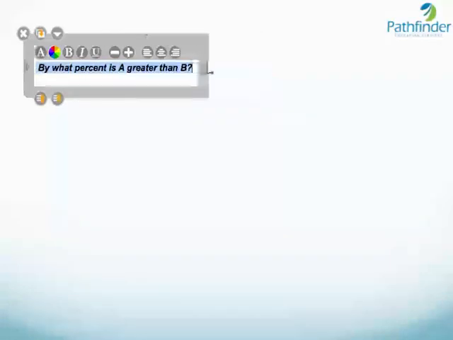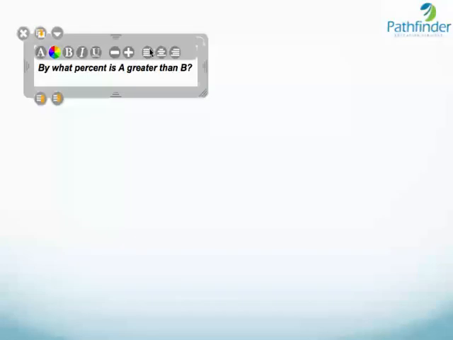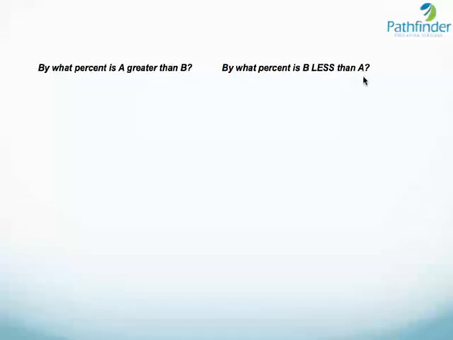Now, suppose I ask you a question: by what percent is A greater than B? How is this question different from another very similar question: by what percent is B less than A? So, obviously, if A is greater than B, B must be less than A. And suppose I tell you that A is greater than B by some percent, let's say by 40%. Does it mean that B is also less than A by 40%?